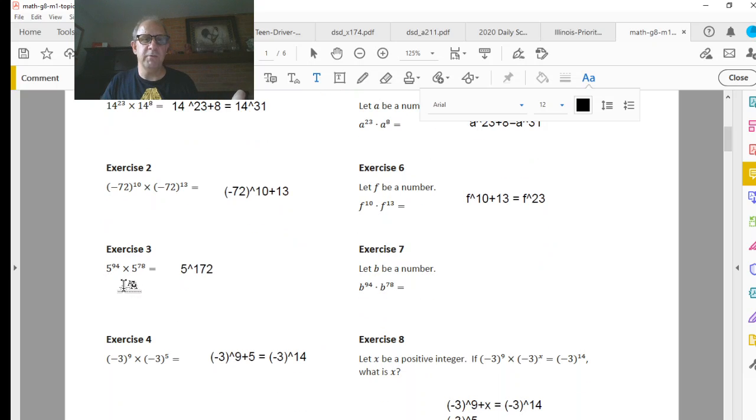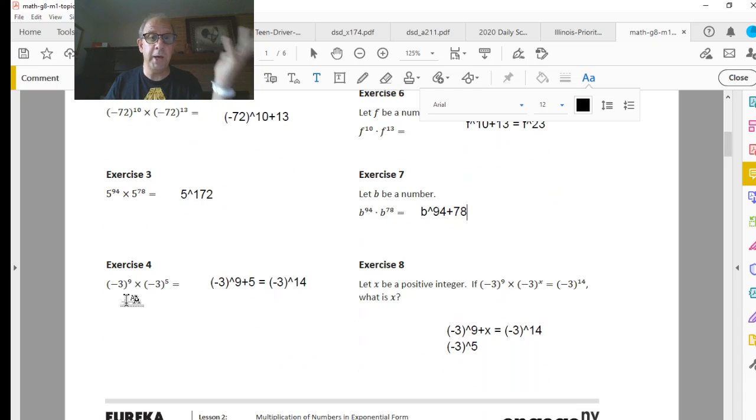5 to the 94th power times 5 to the 78th power is 5 to the 94 plus 78th power, which is 5 to the 172nd power. Doesn't matter if it's b or if it's 5, I'm just going to add them together and find out that it's b to the 172nd power. Doesn't matter if our base is negative, we're still going to add the exponents.